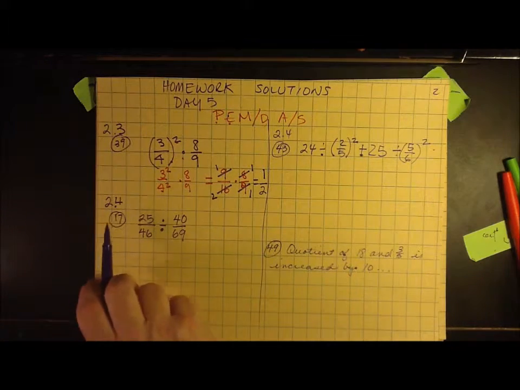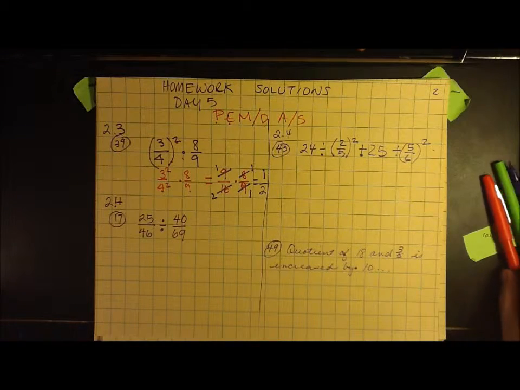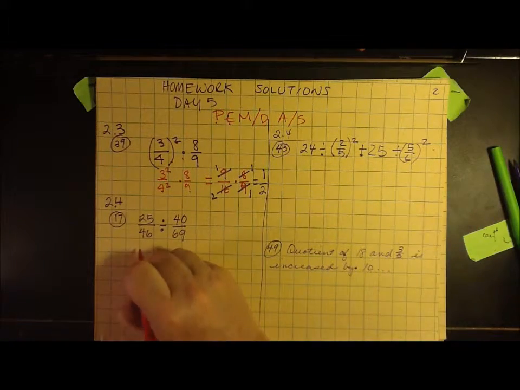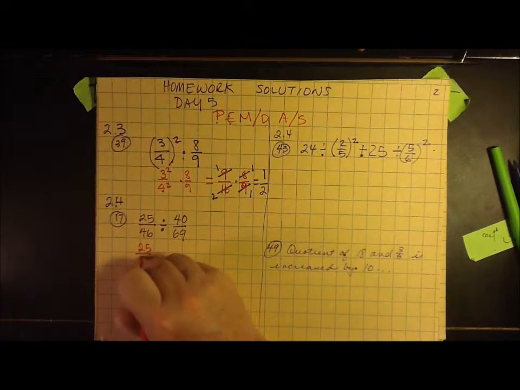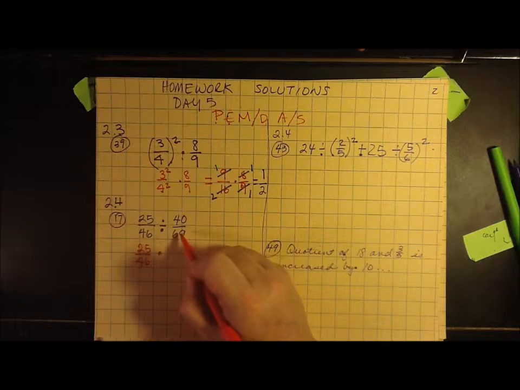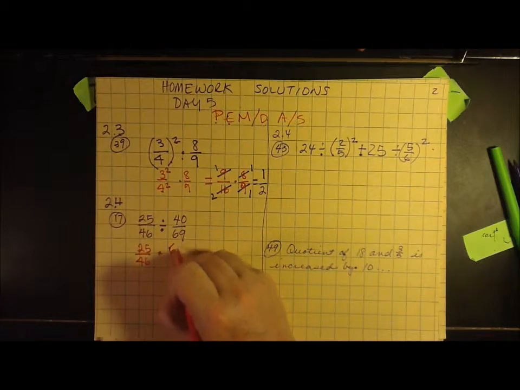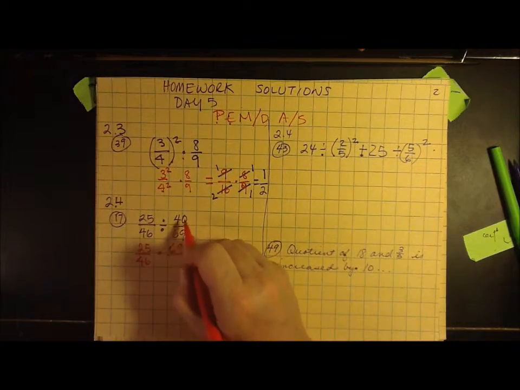Now let's look at 2.4. We are dividing fractions, and remember, if you're dividing a fraction, you want to keep the first one the same. You're going to multiply, and you're going to multiply it by the reciprocal, or flipping that over. So that's the same as 69 over 40.